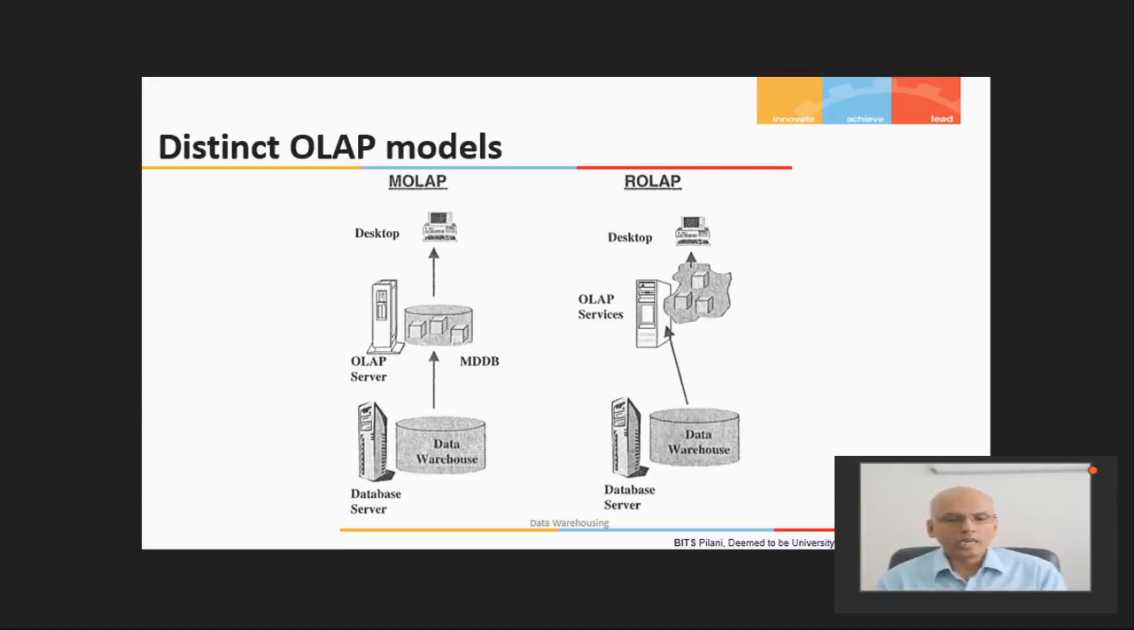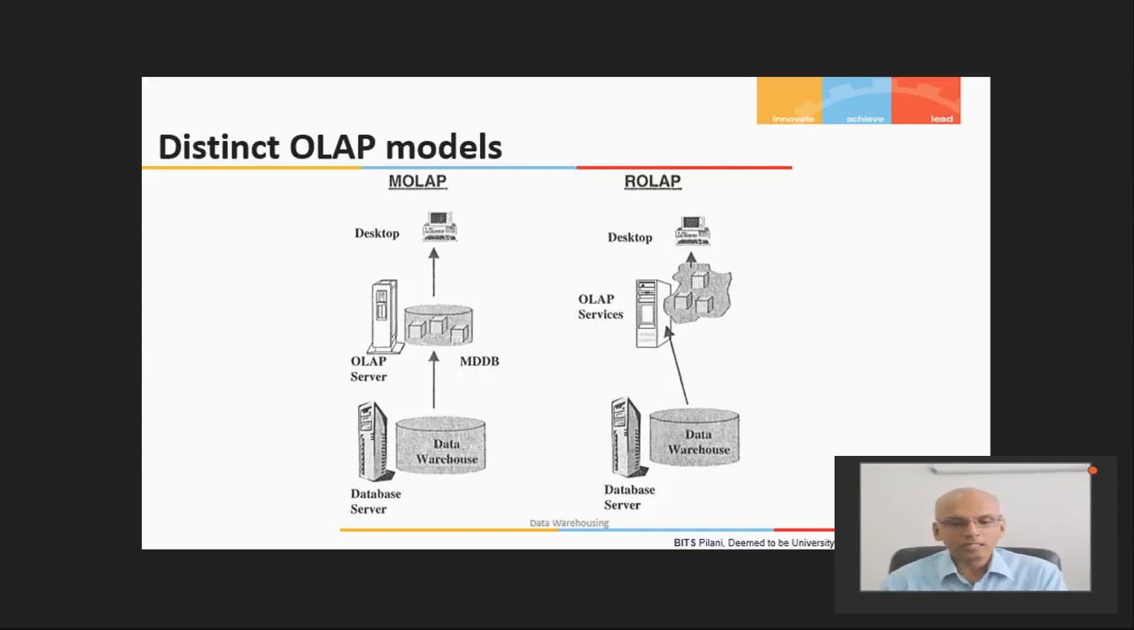Now let us look at two distinct implementations for the OLAP. As we have seen, the multidimensional databases offer us some advantages at some price. So needless to say, not everybody will go for a multidimensional database, but everybody wants to do the OLAP operations. There are two broad approaches available. One is called multidimensional OLAP, where you use a multidimensional database and do the operations.